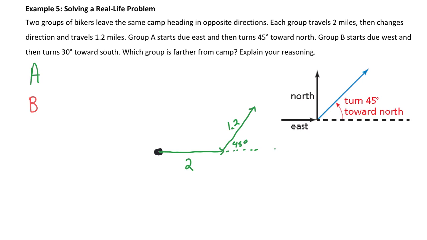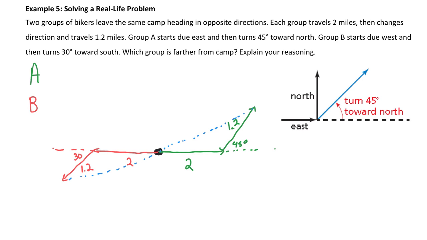Group B, they start going straight west. The same distance, the same 2 miles, and they turn 30 degrees south. So they're going south. And maybe I should do that at a little more gradual angle. So that's 30 degrees. So that means 30 degrees southwest. And they still went the 1.2 miles. So what we're going to do is determine who's further from the camp. So that means this is going to form a triangle. The blue is their distance from camp.